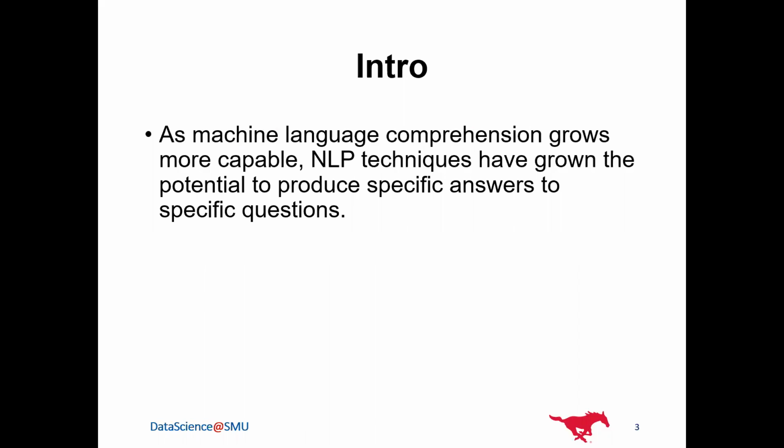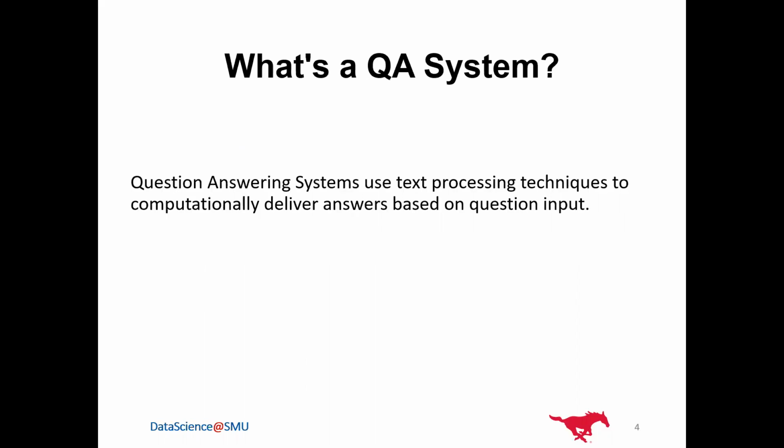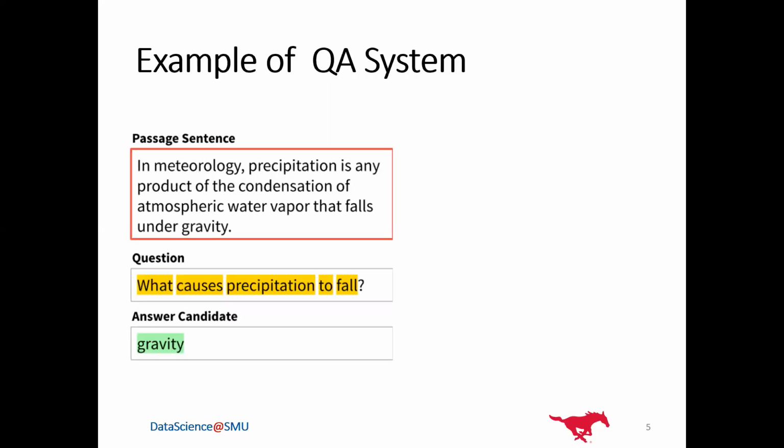And machine language comprehension grows more capable. NLP techniques have been applied in this research. A QA system is technically text processing that, with computational methods, delivers the answer. Technically you have a passage, sentence, and questions and answers all in your data set. And that's how techniques can be applied to this data set to extract the answer from the text.